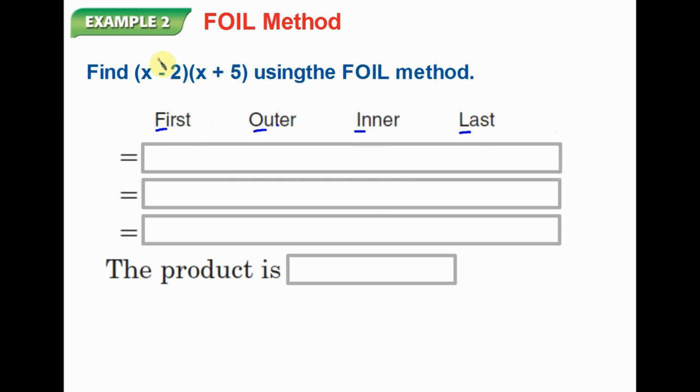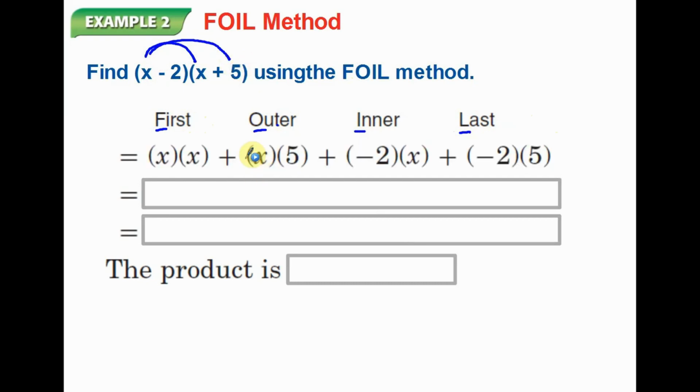Now, if you're looking at it, the first one, I'm going to multiply the first terms. X times x will be my first. The outer will be x times positive 5. So in here, I will get x times x plus x times 5. Now you're going to do the inner part. So the inner part will be negative 2 times x, the terms that are inside. Now you're going to do the last term that you haven't done. Negative 2 times 5 will be your last one.